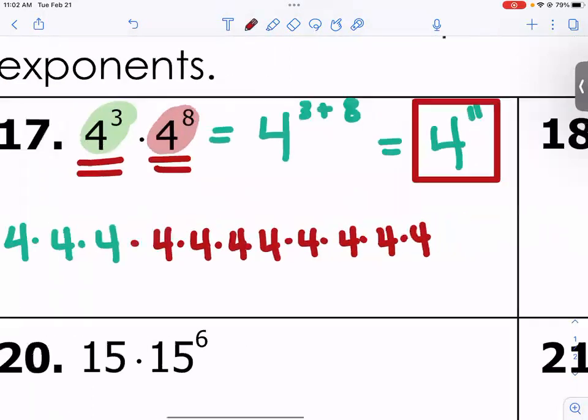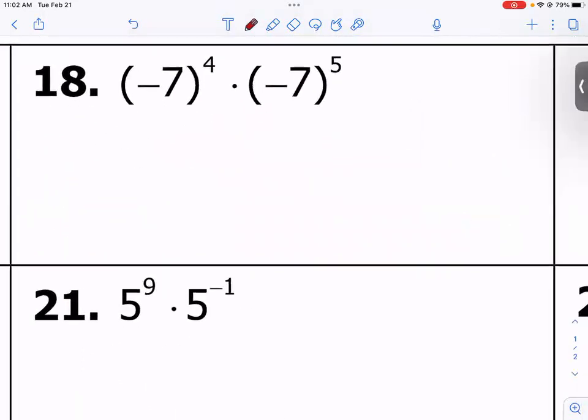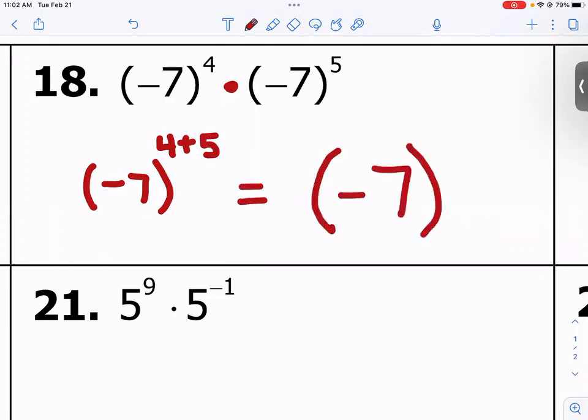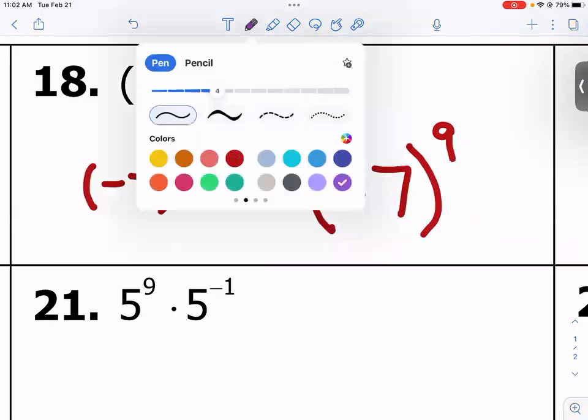All right, so let's look at number 18. We are multiplying. That is good. Is our base the same? Yes. -7 is our base. Since we're multiplying, we can take 4 and 5, our exponents, and add them together. So this is the same thing as -7 to the 9th power. Wasn't so bad, right?